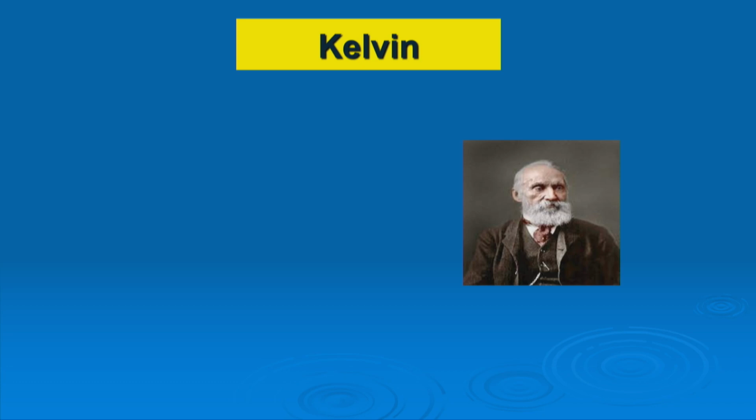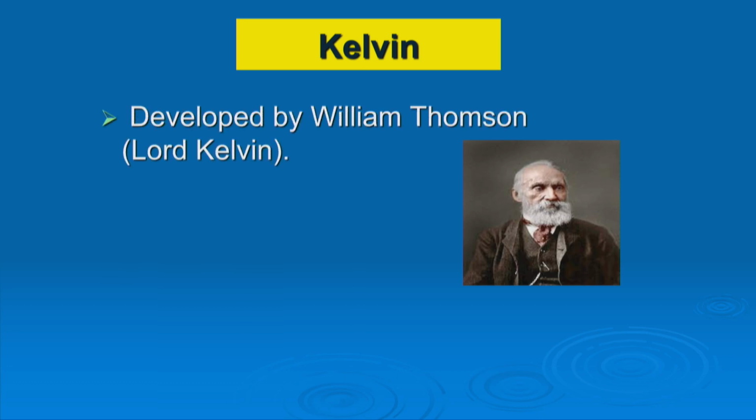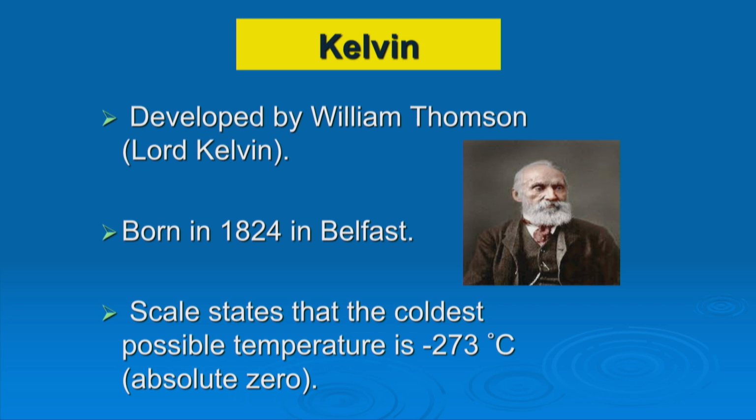The Kelvin scale was developed by William Thomson, also known as Lord Kelvin. He was born in 1824 in Belfast. The Kelvin scale states that the coldest possible temperature is negative 273 degrees Celsius, which is also called the absolute zero.